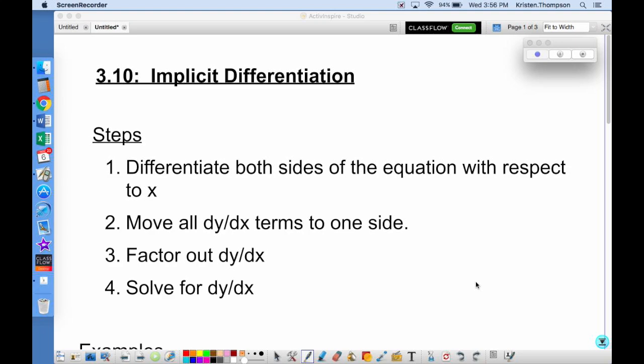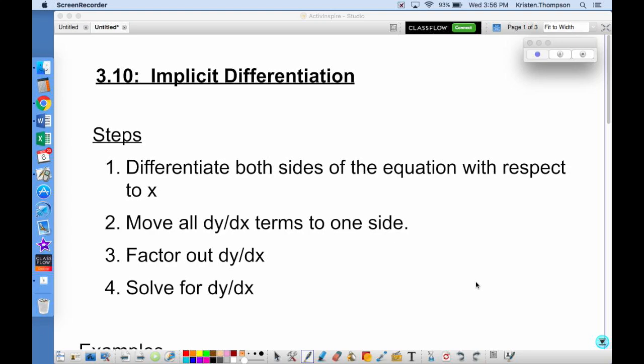Typically, our functions are written as y equals some function of x. So for example, y equals x squared, y equals cosine of x, or something like that. Our y is typically always isolated. However, an implicitly defined function is not always written that way. Our x's and y's could be on the same side. You could have y's written within the function itself. You'll see many examples of this throughout the notes. If you have an implicitly defined function, in order to take the derivatives, you have to use implicit differentiation.